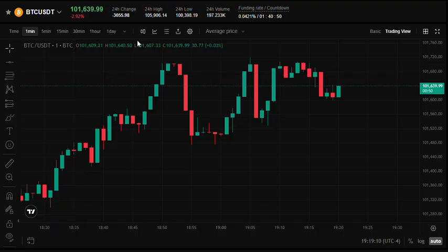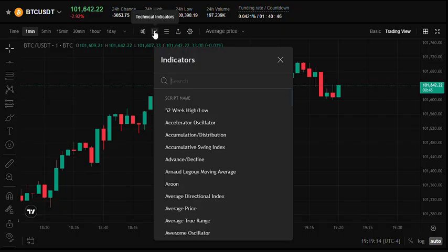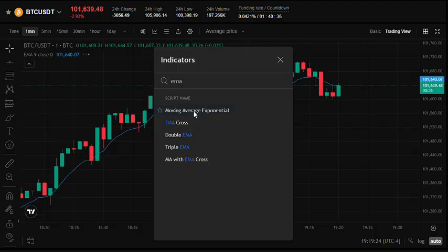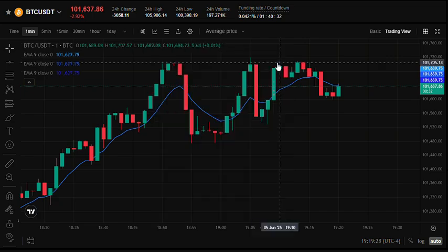So the way we're going to set this up is we are going to go to our indicators tab. We're going to type in EMA. We want the moving average exponential. Okay, and we're going to click this 3 times. We have these set up here.